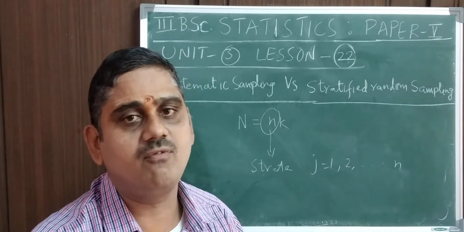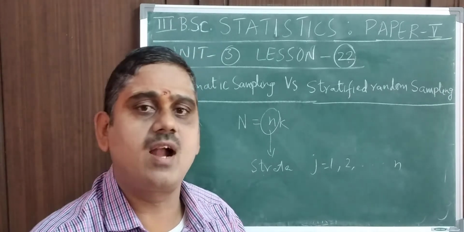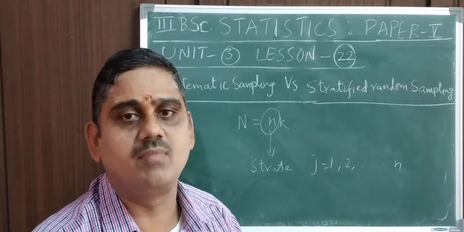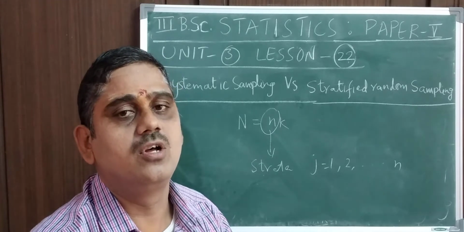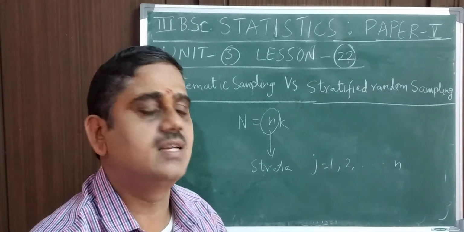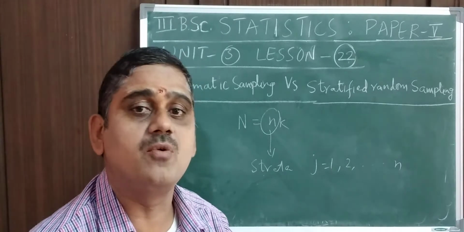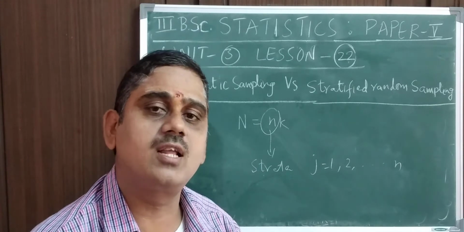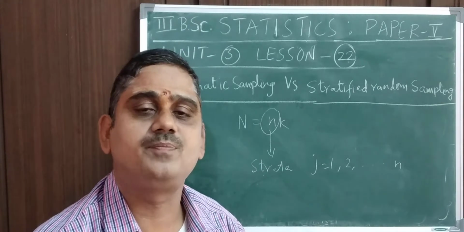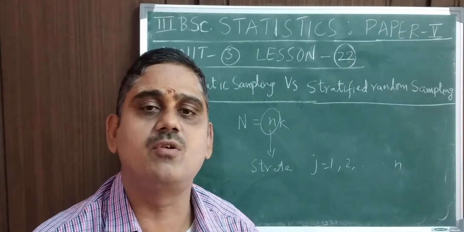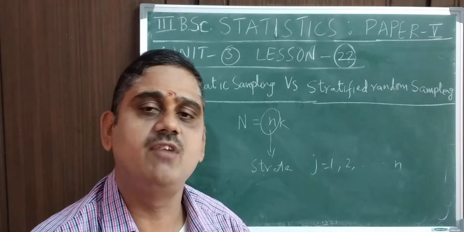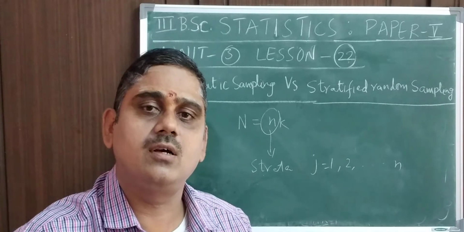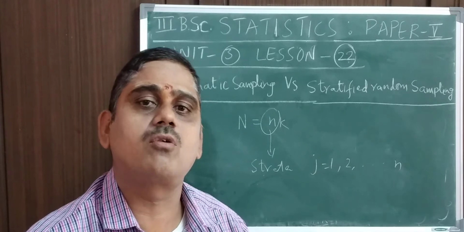But in comparison with systematic sampling, the stratified random sampling is going to be considered as n strata and i is equal to 1 to k units. Those k units are the same in all the subgroups, in all the strata. In every stratum there are k units. So this is the assumption we have to consider.